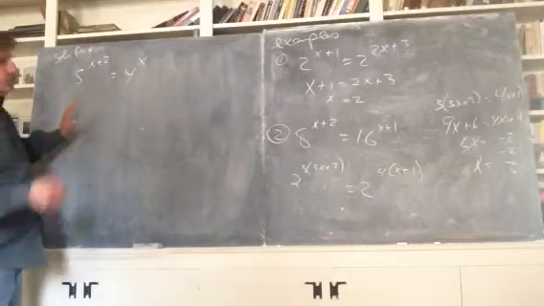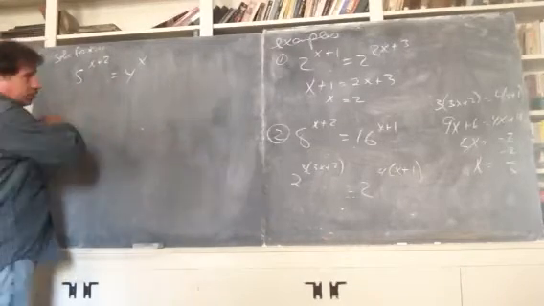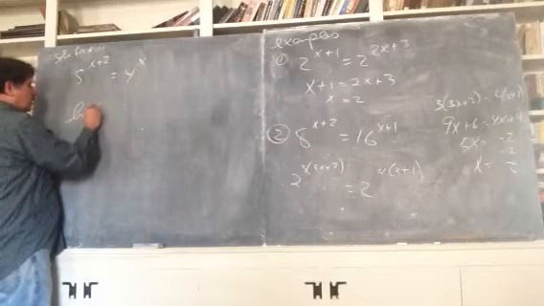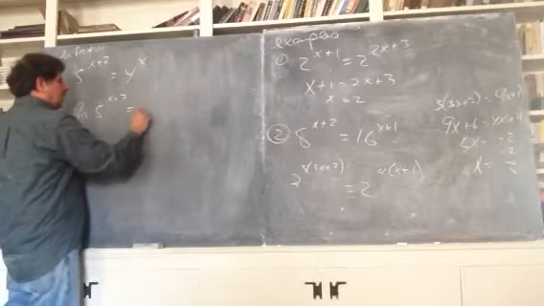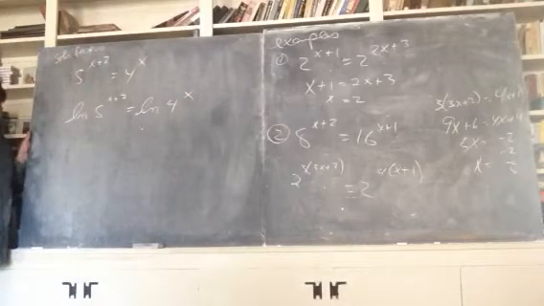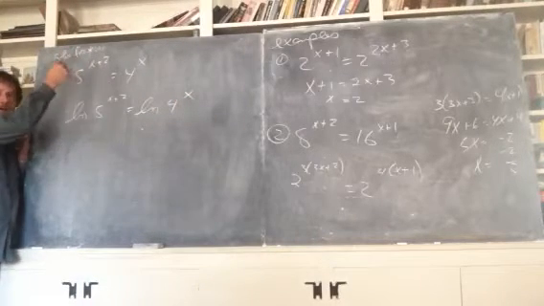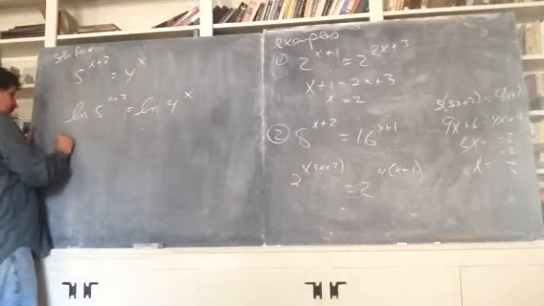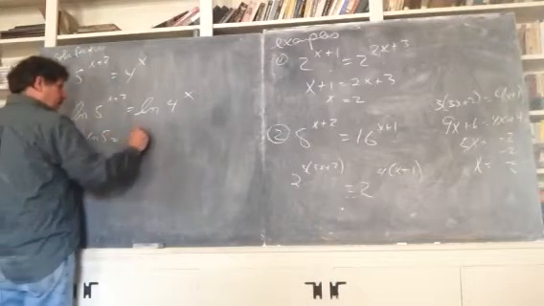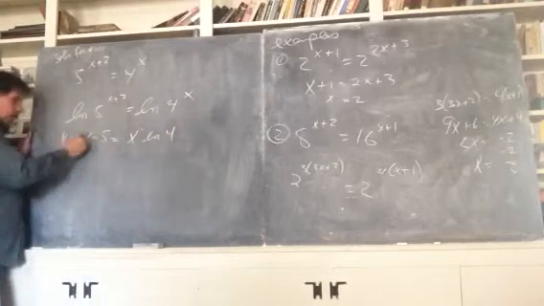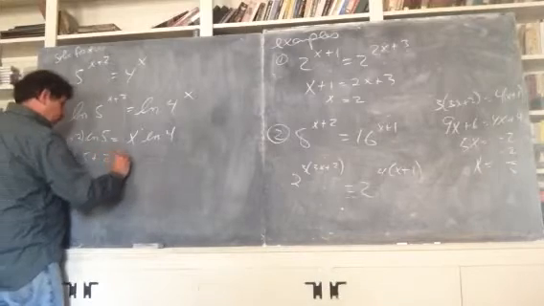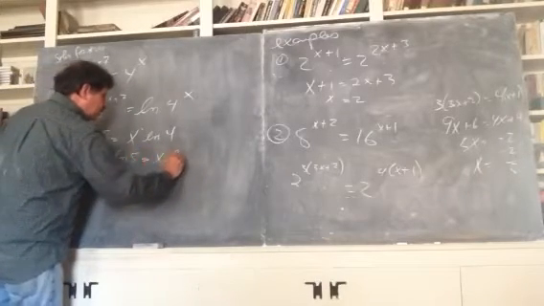Because of a property of logs, you can take a logarithm on both sides, and we use the natural log. And there we go. Now, because of the properties of exponents, the exponent comes out: (x plus 2) times ln 5 equals x times ln 4. I'm going to multiply this out: x ln 5 plus 2 ln 5 equals x ln 4.